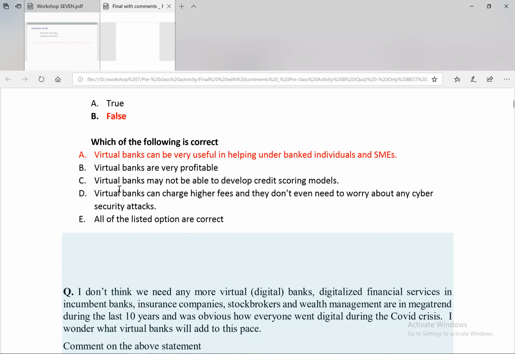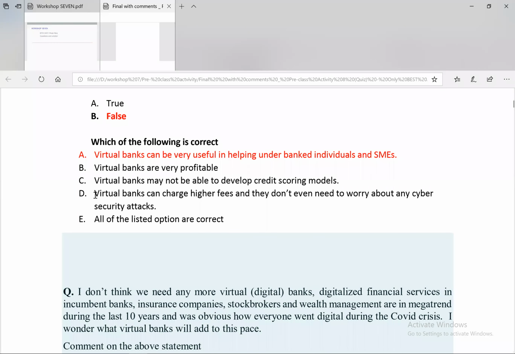Why B is not right? Virtual banks are very profitable. No, because of the customer base now, they are not more profitable than, actually profitability is one of the biggest problem now because of the low customers, actually in these places where they are starting to operate. Virtual banks may not be able to develop credit scoring models. They can, and they can do it better maybe because of technologies.